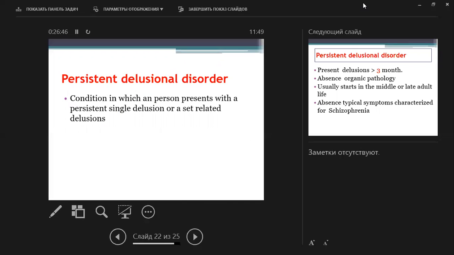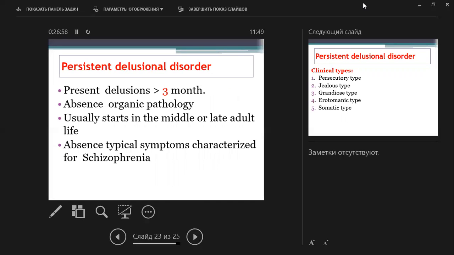Last case, persistent delusional disorder. It is a condition in which the patient presents with a persistent single delusion or a set of related delusions. Main signs: the duration must be more than 3 months, before 3 months we don't write this diagnosis, maybe wrong judgment. Absence of organic pathology, exclude organic pathology, usually starts in middle or late adult life, usually after maybe 40, 50 years. And absence of typical symptoms characteristic of schizophrenia. You must exclude, you remember the main signs of schizophrenia.